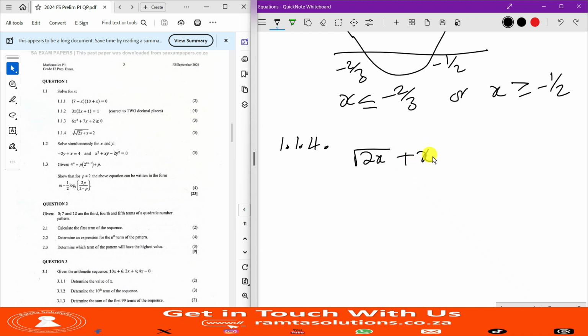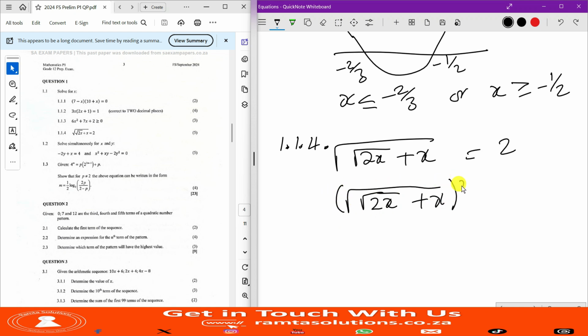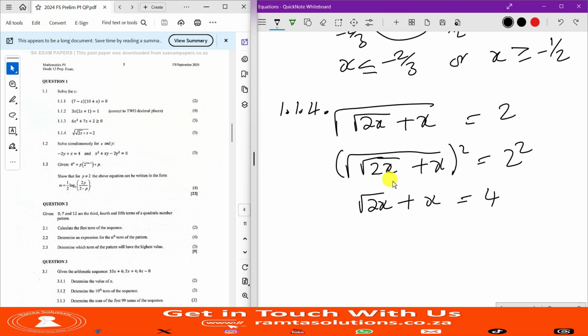Okay, hold on. Square root of 2x plus x is equal to 2. So what do we do now? We will need to square both sides. Then we're left with 2x plus x equals 4. Okay, then we say, square root of 2x is equal to 4 minus x.